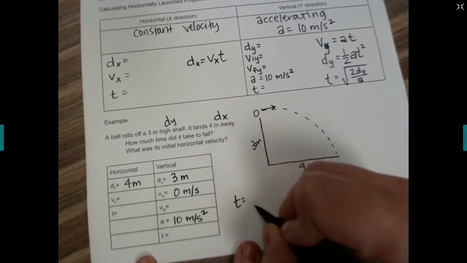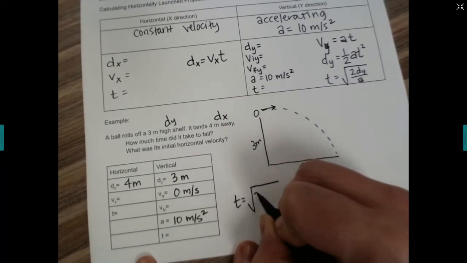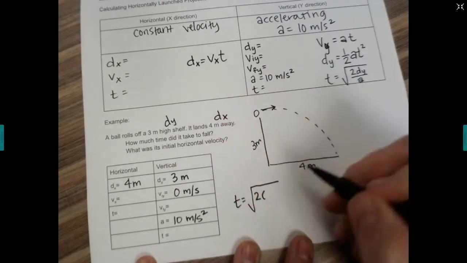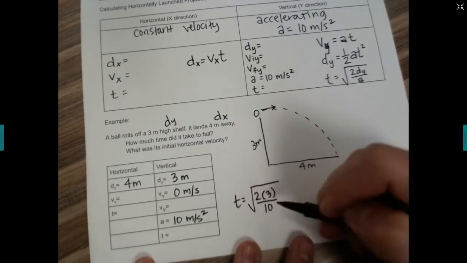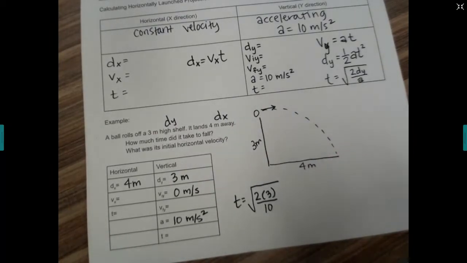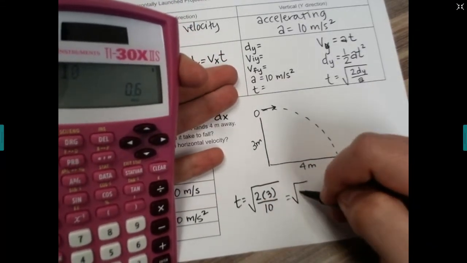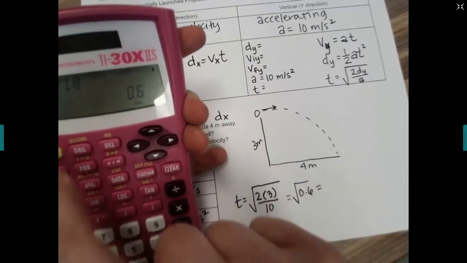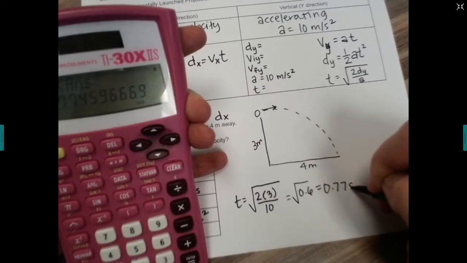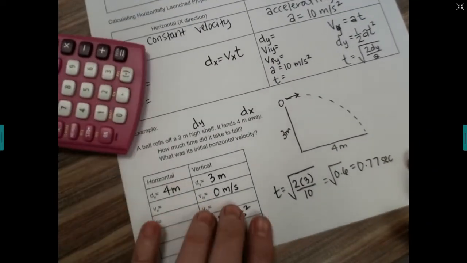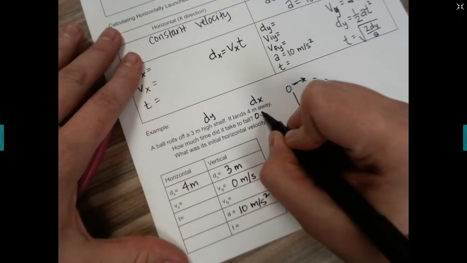So I'm going to say the time is equal to the square root of 2 times the distance in the y direction, which is 3, divided by the acceleration, which is 10. So when I work that out, I get the square root of 6 divided by 10, or the square root of 0.6, which gives me 0.77 seconds. Okay, so that's how much time it takes to fall. That's the answer to the first part.